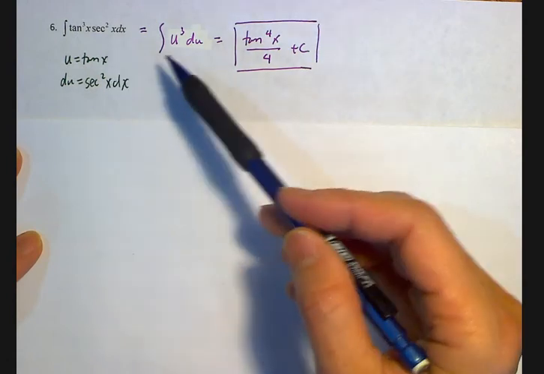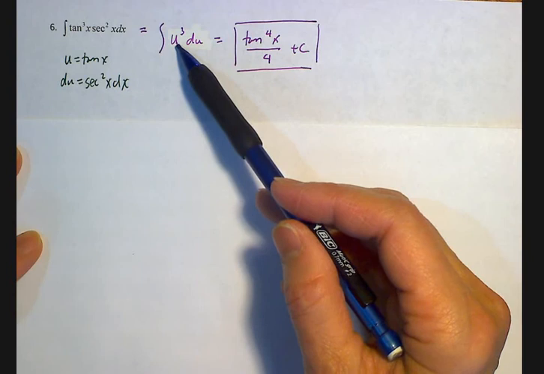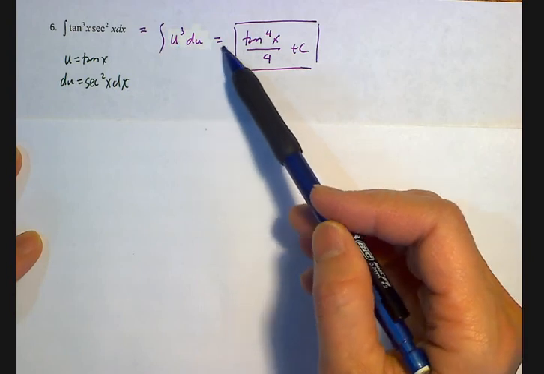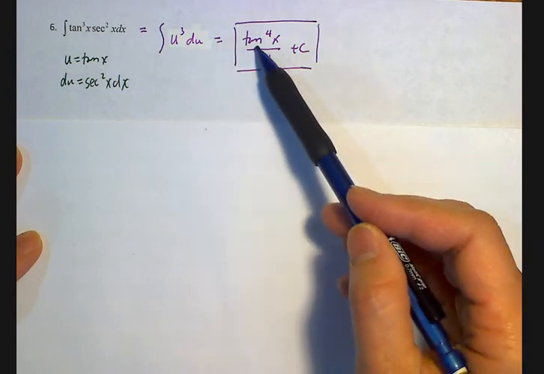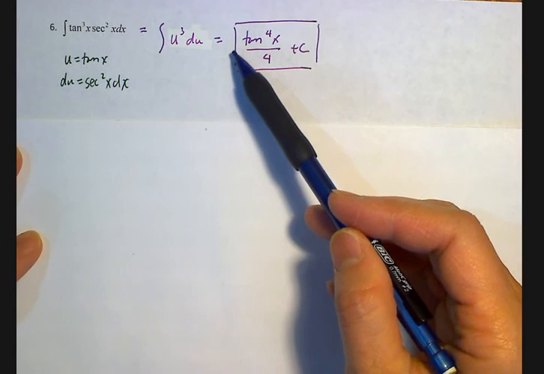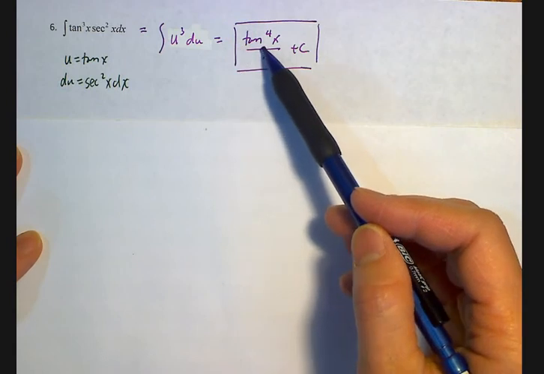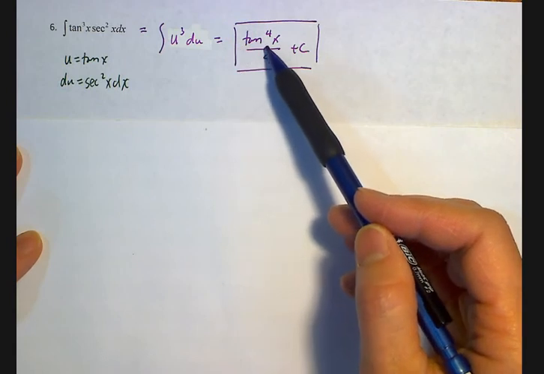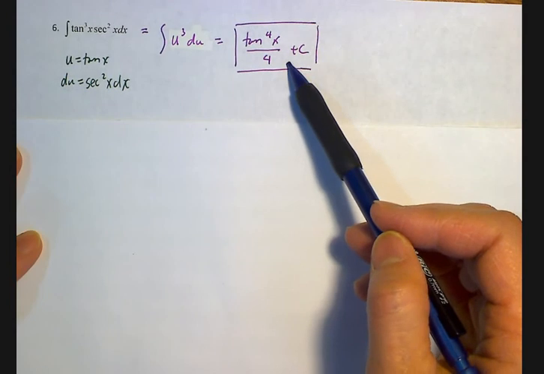So then that would be u to the third power du, and that's equal to u to the fourth over 4, and then I just substitute in u is equal to tangent of x, so you end up with tangent to the fourth x over 4 plus c.